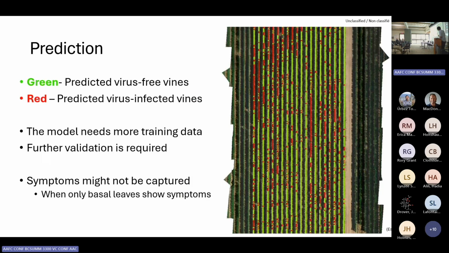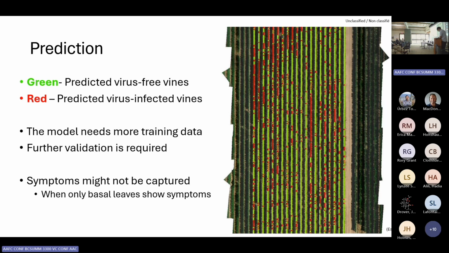So over here, this is the result, a kind of demonstration. We used this technology, and these red dots are predicted virus infected vines. But there's something we found, it's not necessarily true. This is a model, and we need to validate this model, right? So we found that further validation is required, but at least this is the start of this usage.